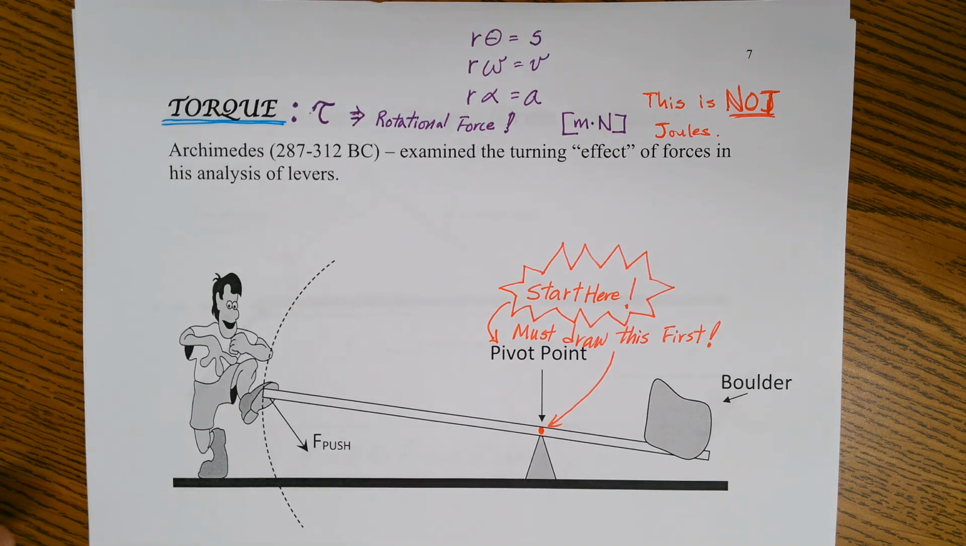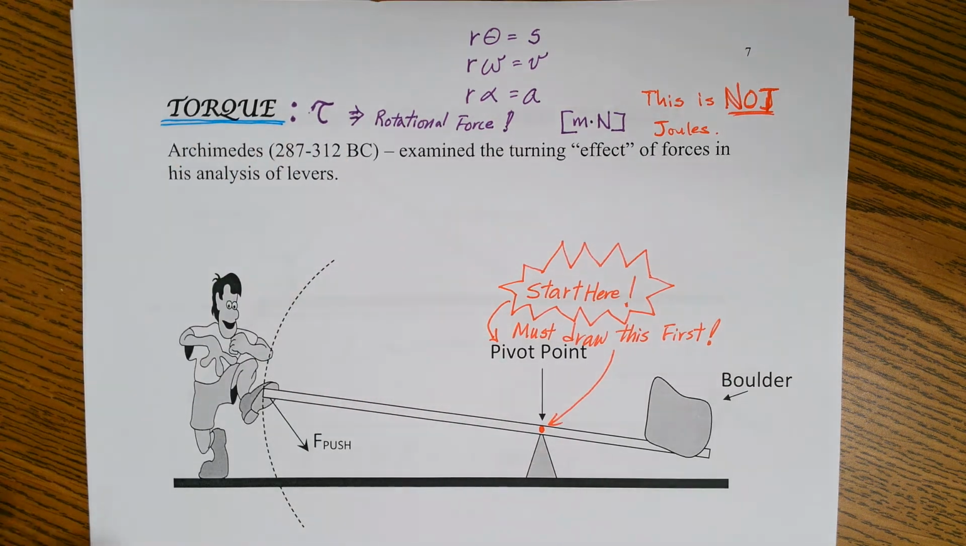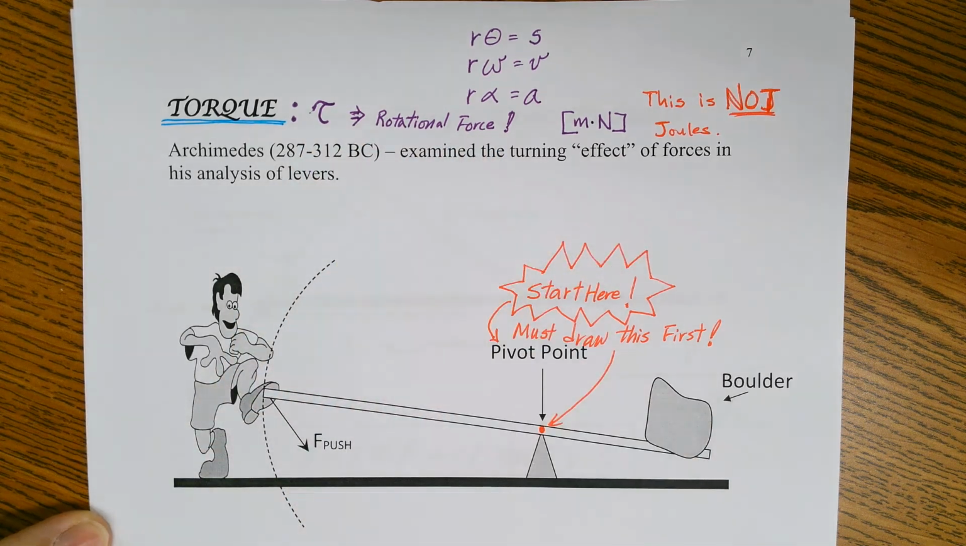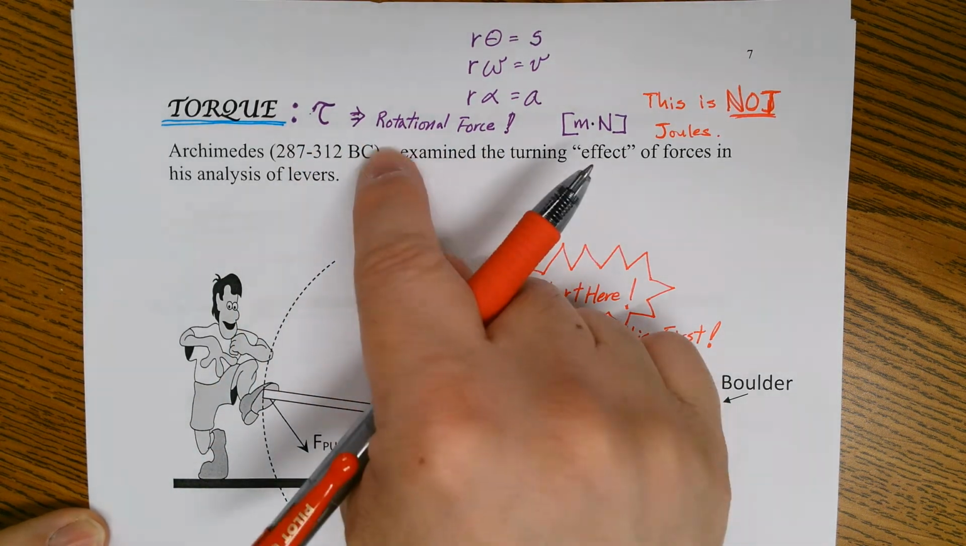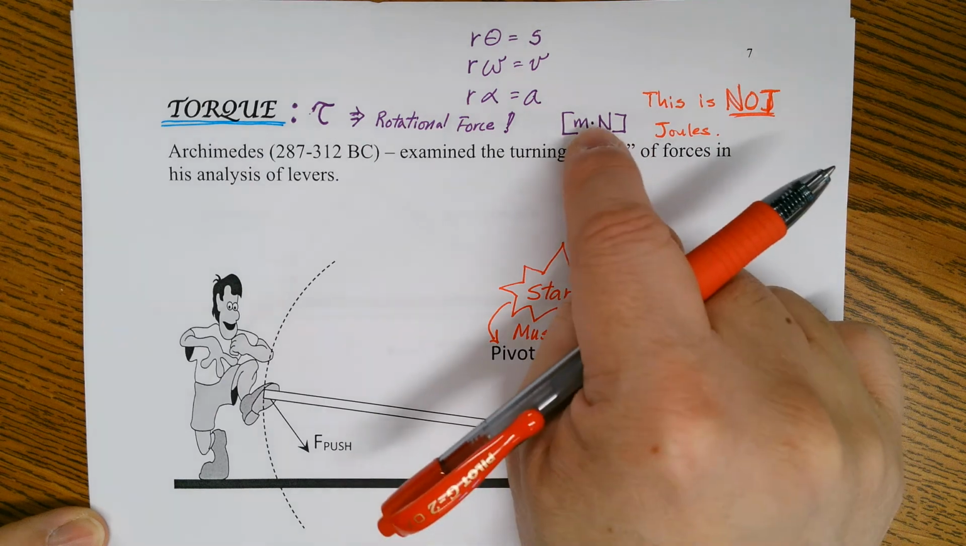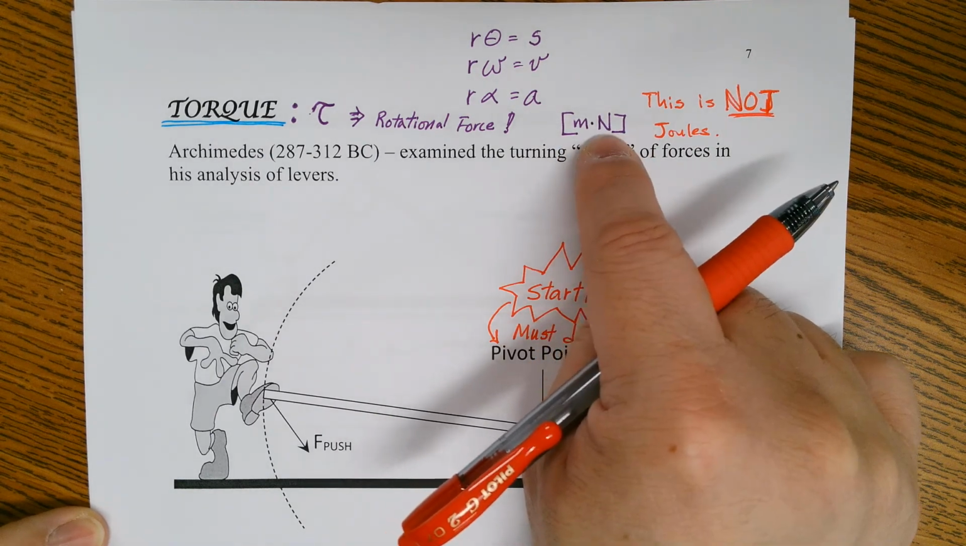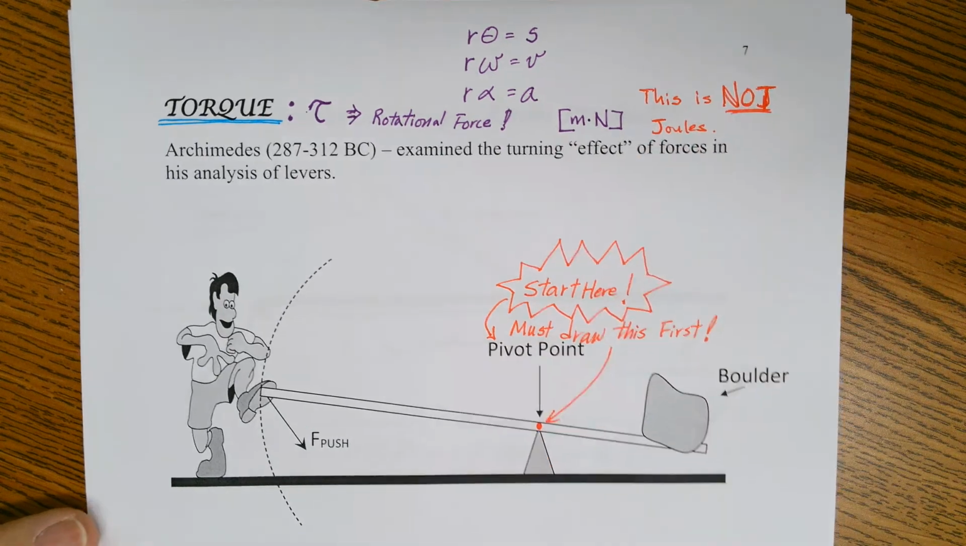All right, torque, take two. Torque is represented with the Greek letter tau, okay? And it can be thought of as a rotational force. And this torque will have units of meter newtons, okay? This is not the same as joules.